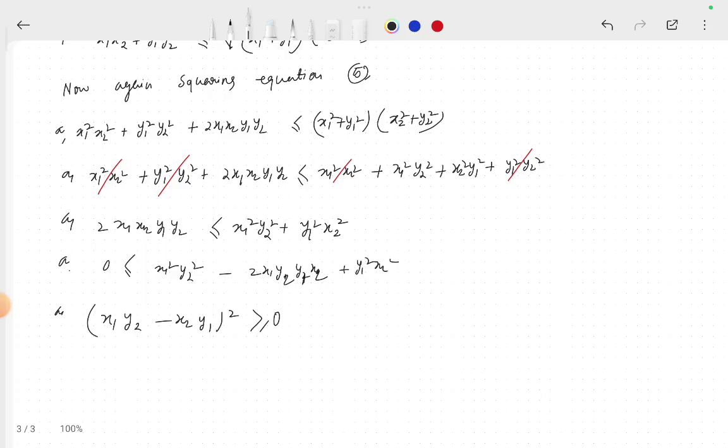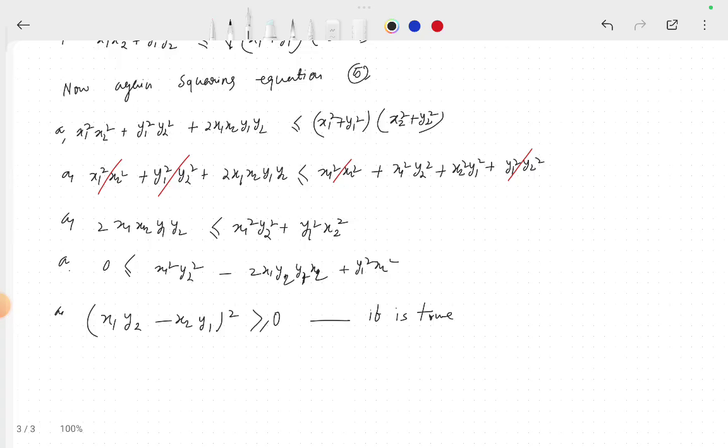Which is true, right? It is always true, because it is the square of a number, and squaring any number is always greater than or equal to 0. Yes, this condition is true.